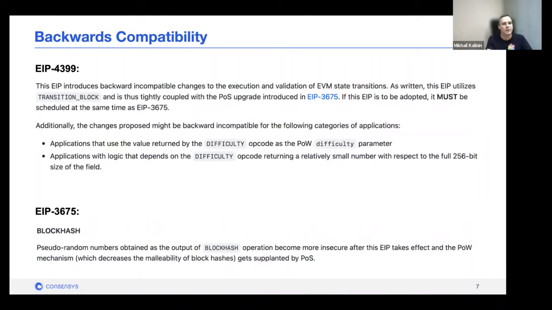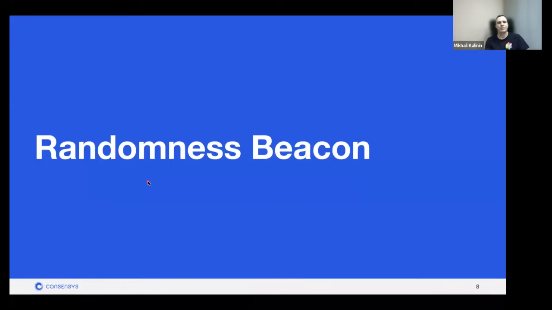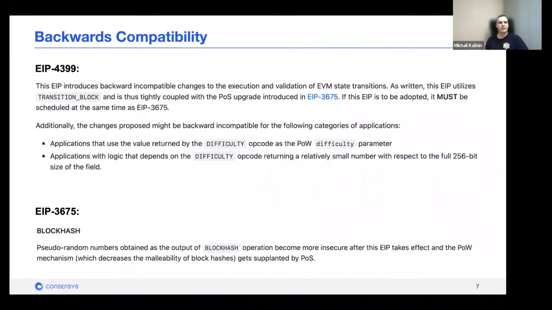Anything else before we move on? Okay, so that's all for this EIP. It's pretty straightforward and easy to understand.